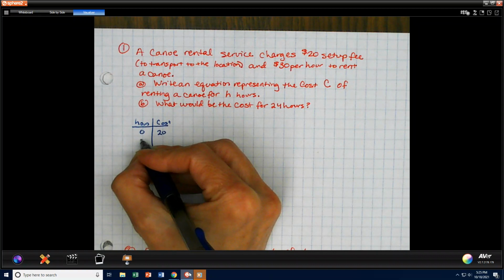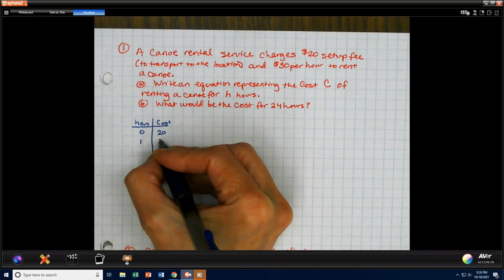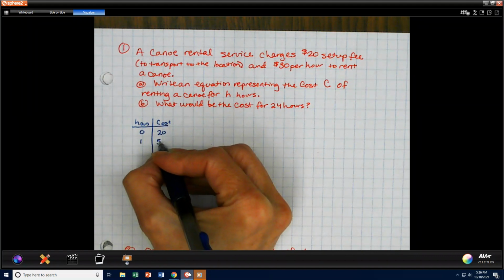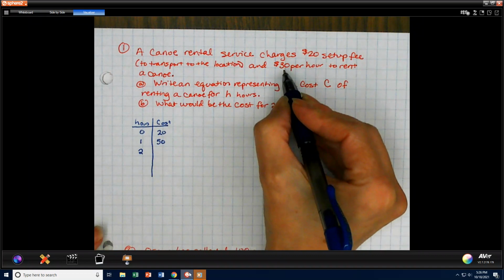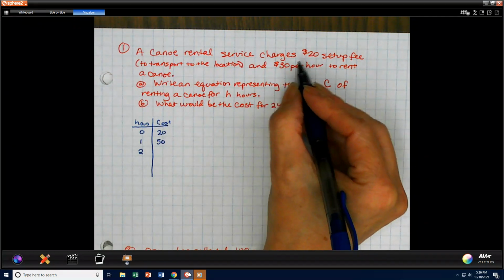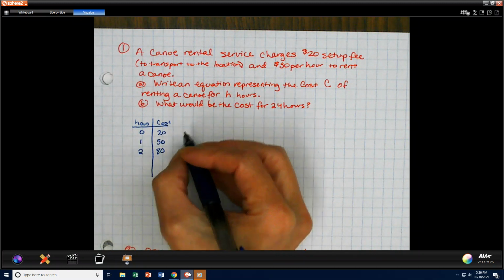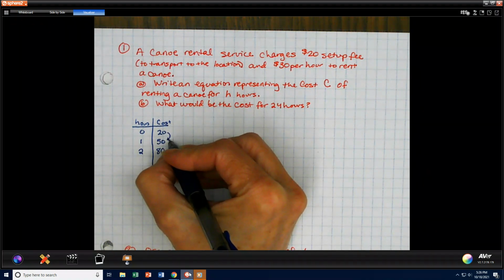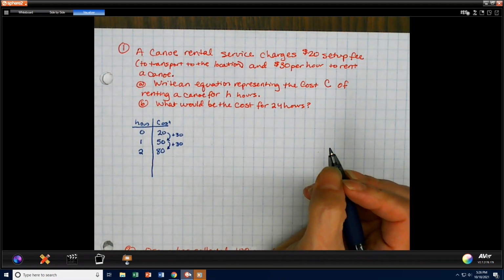If I rent it for 1 hour, I'm going to have to pay the setup fee plus that $30 for that hour, so I'm going to pay $50. If I rent it for 2 hours, I'm going to have to pay 2 times $30 per hour, or $60, plus the setup fee. So 60 plus 20 will cost me $80. So the cost is going up by 30 every single hour. That's my rate of change.